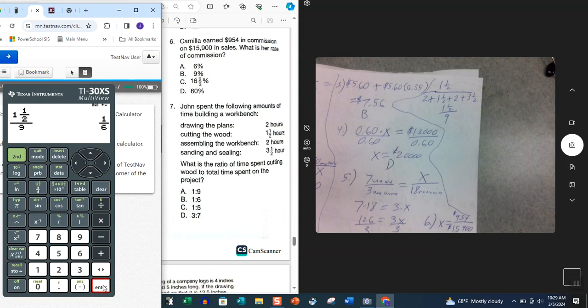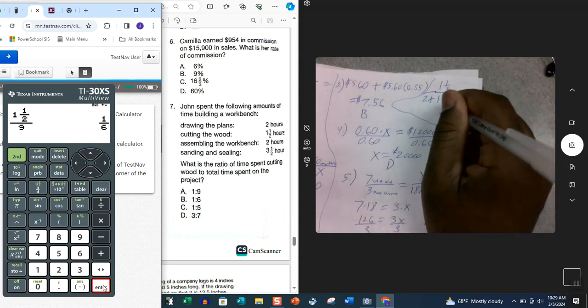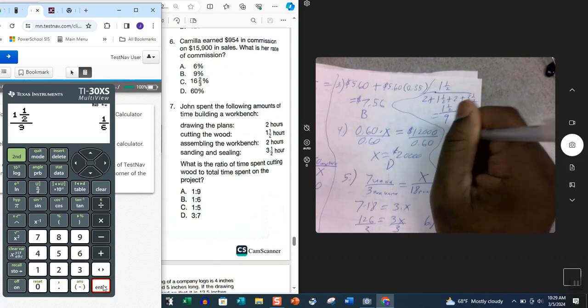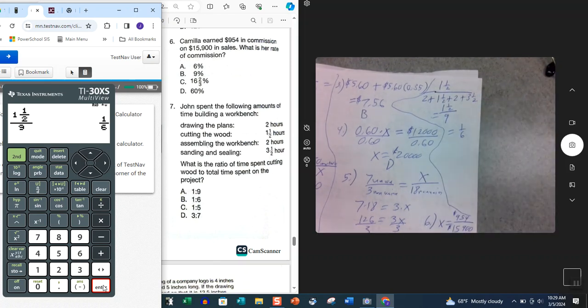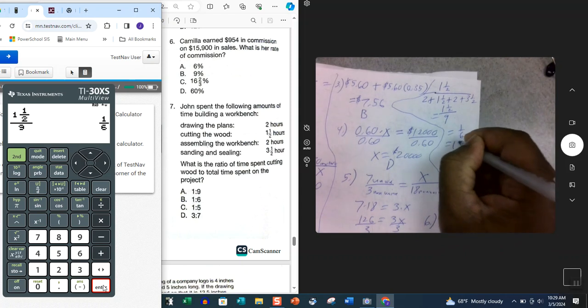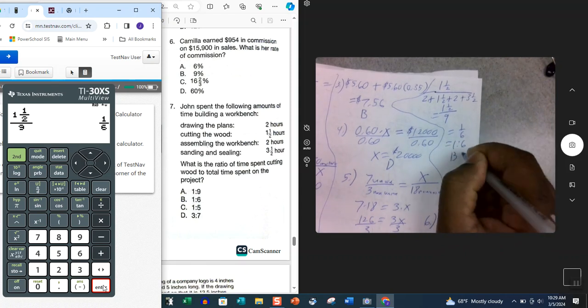So that's 1/6. So we know 1 1/2 over 9 is 1/6. And we'll rewrite that as a colon. So it'd be 1:6, which is B.